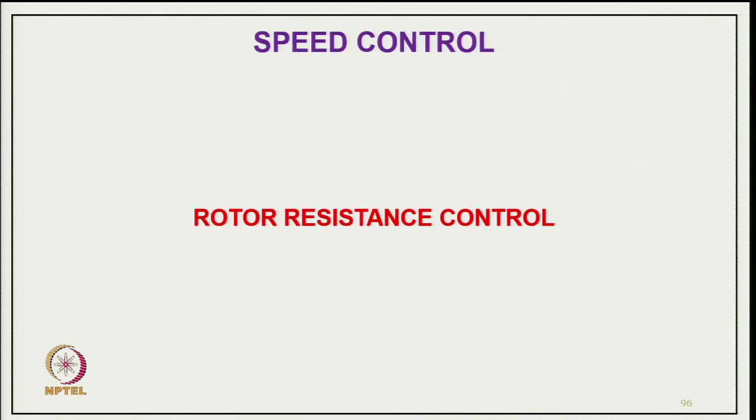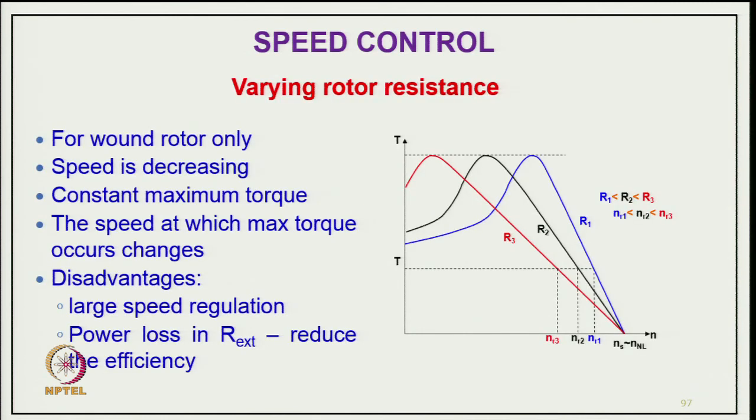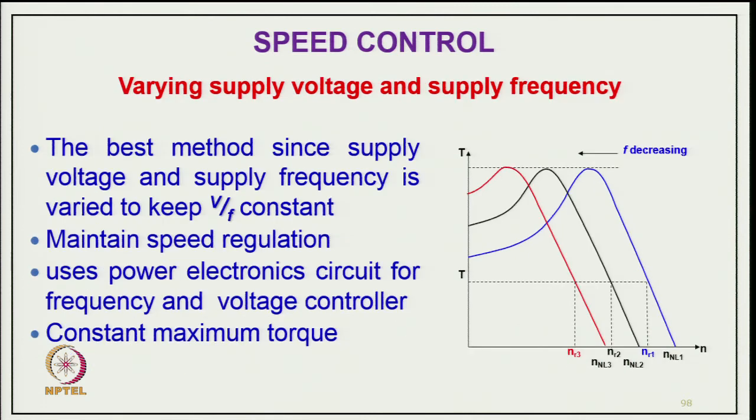So, now coming to rotor resistance control. By rotor resistance control you can modify the characteristic by increasing the rotor resistance. Peak torque remains the same, but it is shifted towards the x axis, and you can get speed control even for a given rated torque. You can reduce the speed this way. It is applicable only for a wound rotor machine, because you can keep external resistance only in a wound rotor induction machine. Speed is decreasing with constant maximum torque, and the speed at which maximum torque occurs changes. The disadvantages are large speed regulation and power loss in the external resistance, which reduces the efficiency.